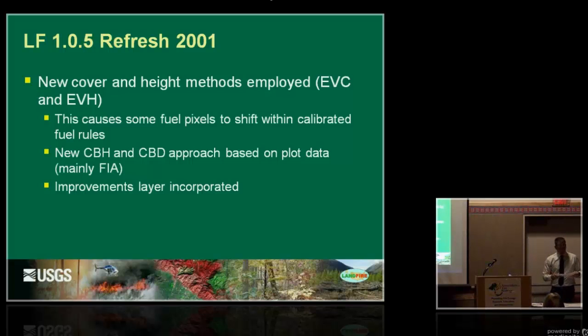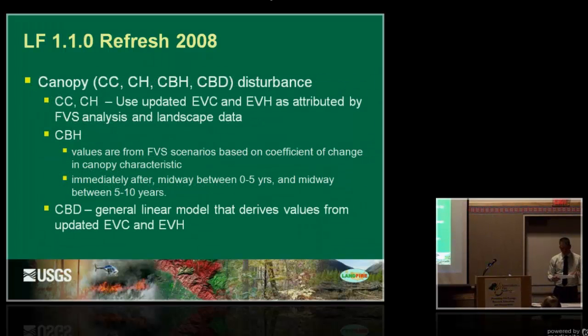Then on LANDFIRE 110, refresh 2008, we also took all the stuff from 105, 2001. Then we brought it into 2008. We added in disturbances in the canopy, mainly the canopy cover at first, with EBC and EVH. And we used the FFE extension of FFE FES to help us determine how things were going to be reduced as far as canopy cover, canopy height, base height, all that kind of stuff.